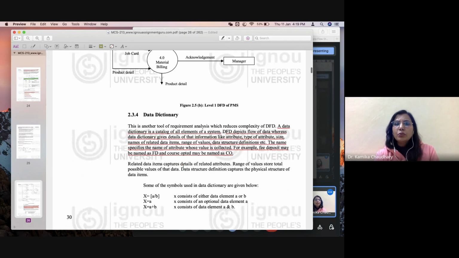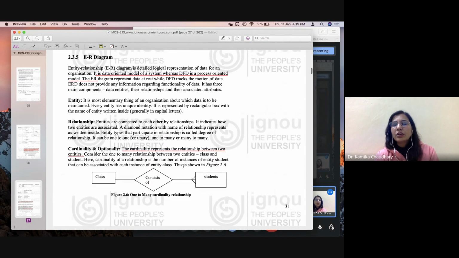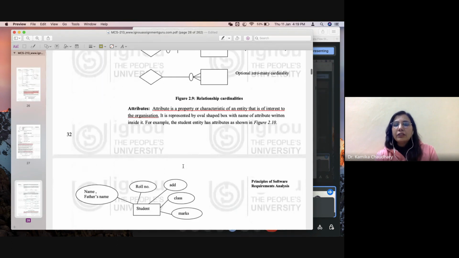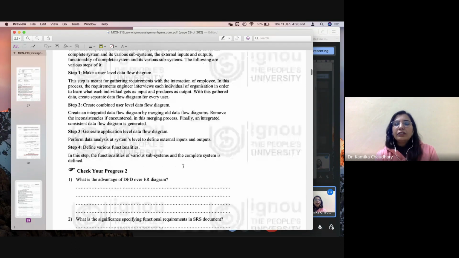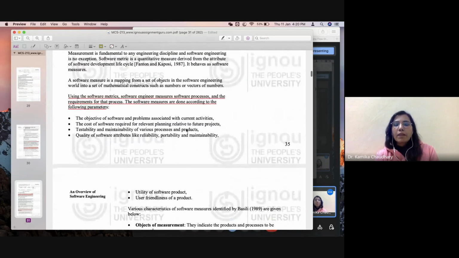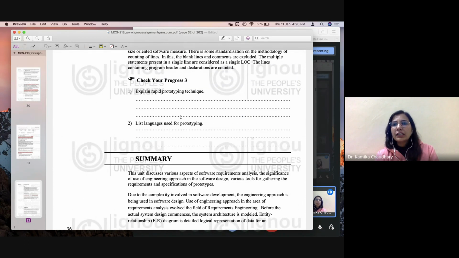After that, we moved on to the ER diagrams, or entity relationship diagrams. We learned about the cardinalities, which represent the relationship, that is, one-to-one relationship, one-to-many relationship, many-to-many relationship, and so on. After that, we also learned about the data dictionaries and the attributes. Then we moved on to the software metrics, which are size and LOC, the two metrics. I hope all these points are clear to you.